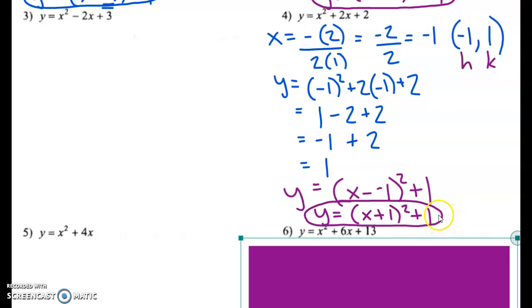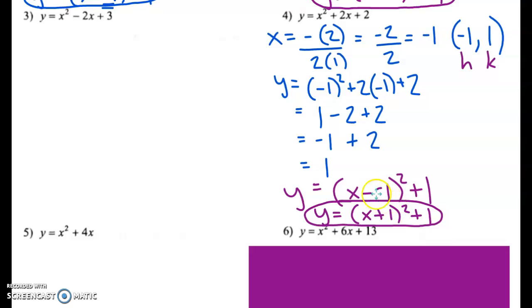How'd you do? If you messed up, it's probably due to some of these signs and either the multiplication or maybe the addition. All right, so just be very careful of your signs. All right, use a calculator if you're unsure of the mental math. Okay, no harm in using a calculator.